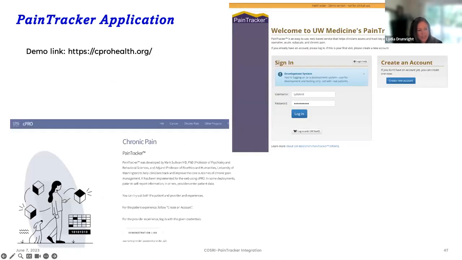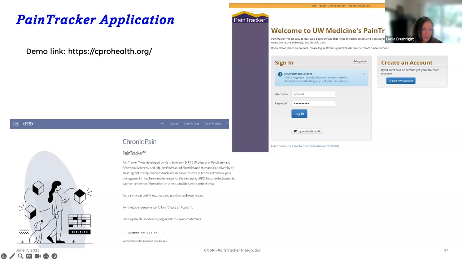So we also have a demo link for Pain Tracker. If you go to that link there, you get the screen on the bottom left that says chronic pain, and then that will take you to this screen in the top right there, which is our demo screen and what patients see when they log in, except they don't see demo.